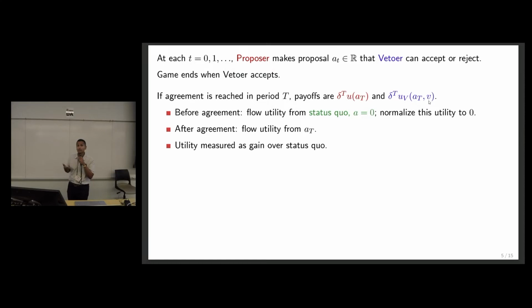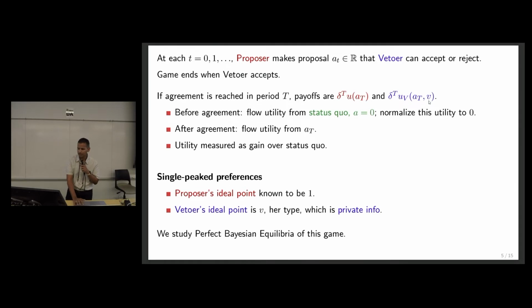So the way in which we think about these payoffs is before an agreement is reached, each of the proposer and the vetoer is going to obtain flow utility from the status quo. And so you can always normalize that utility to be 0. After agreement is reached, they're going to receive flow utility from the agreed upon policy. And so you could just measure this as the utility gain that they have over the status quo. Okay, so these are the payoffs.